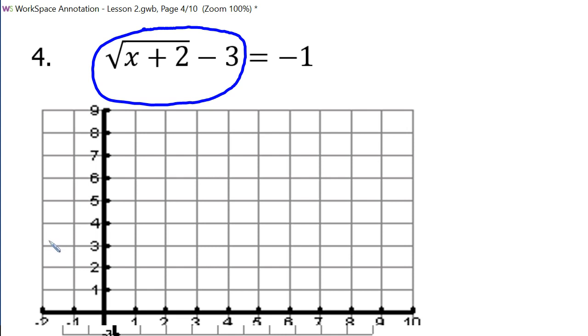Next perfect square. So move to the right 4, 1, 2, 3, 4. Square root of 4 is 2. After 4, the next perfect square is 9. Square root of 9 is 3. So right 9, up 3. Connect those 4 points.